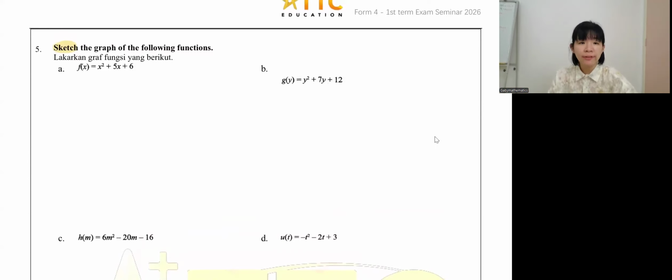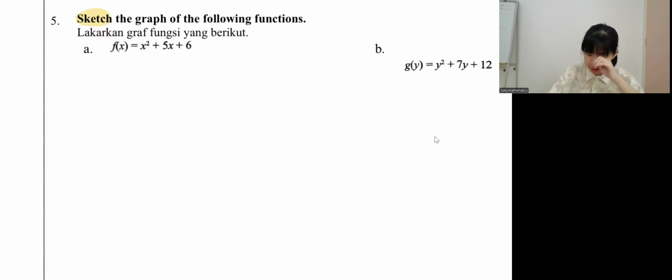Okay, so to sketch a graph, first we have to get ready 5 things. 5 main points. What are the 5 things? Like a checklist. You have to get ready all these 5 things, then only start drawing. The first one, you must know the shape.